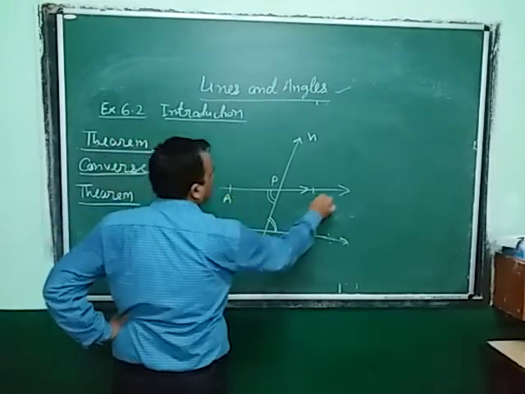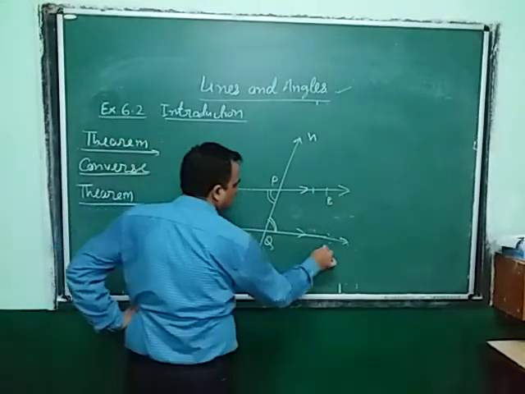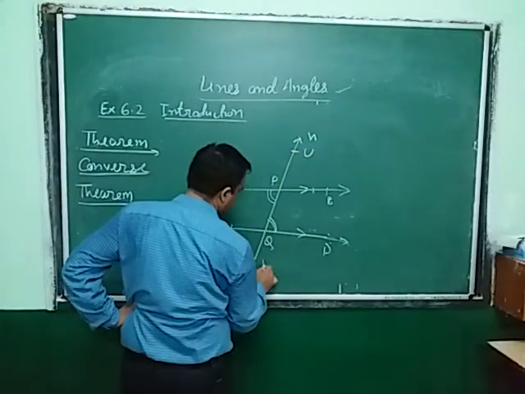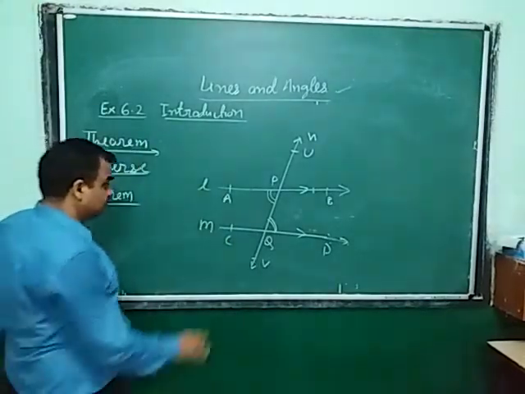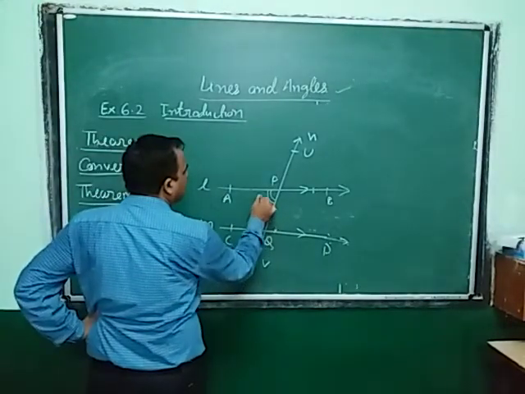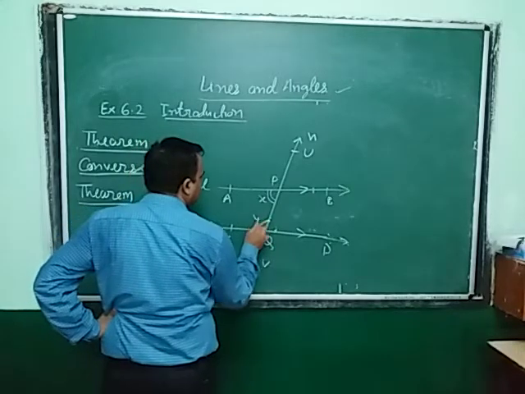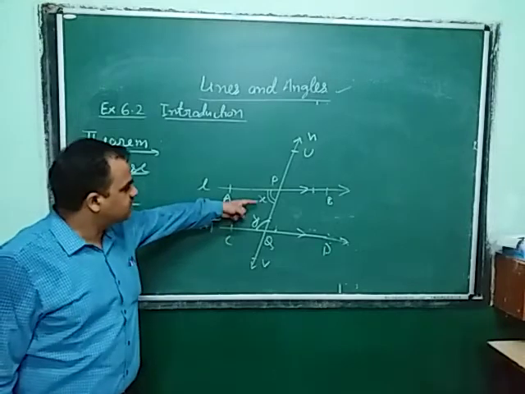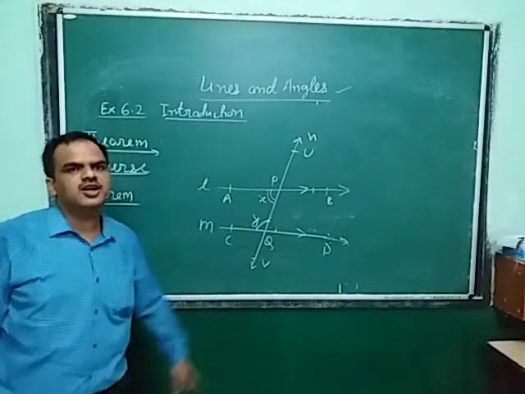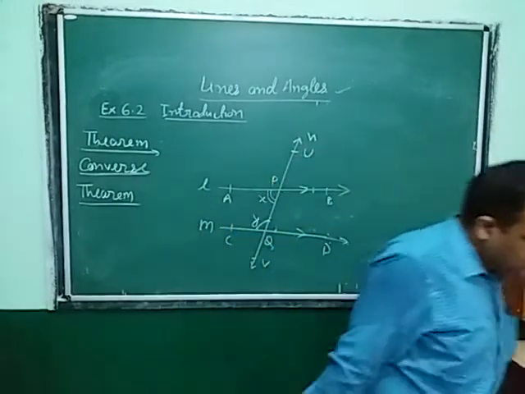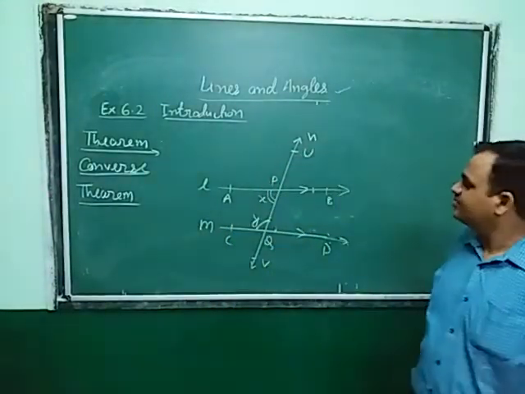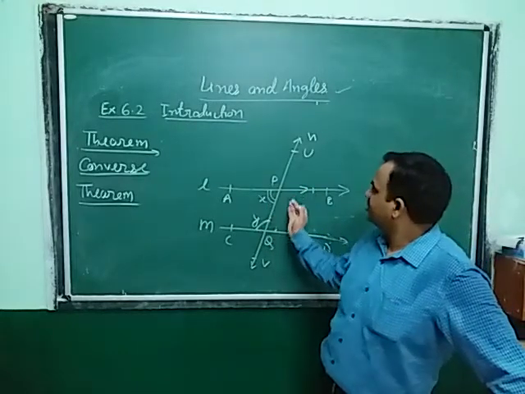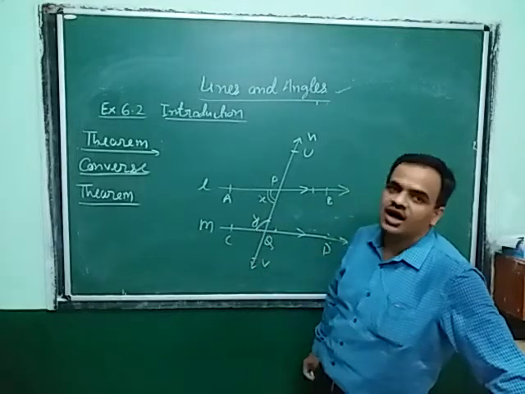Here the lines are AB and CD, and for them let the points be U and V. So here we have one angle X, and here we have another angle Y. The theorem states that the sum of these two, that is X plus Y, will be 180 degrees. In other words, we can say that interior angles on the same side of the transversal are supplementary.